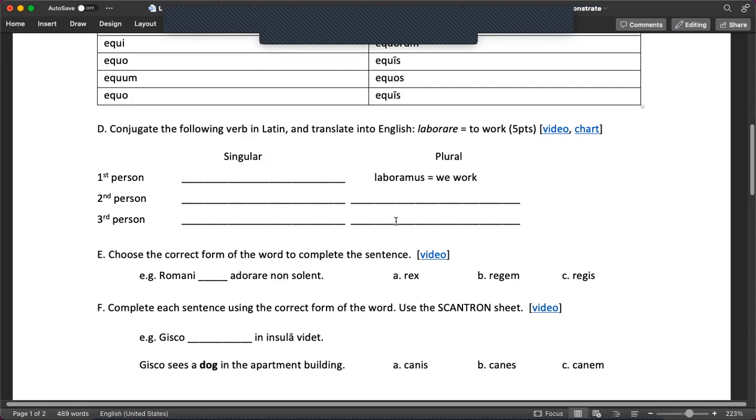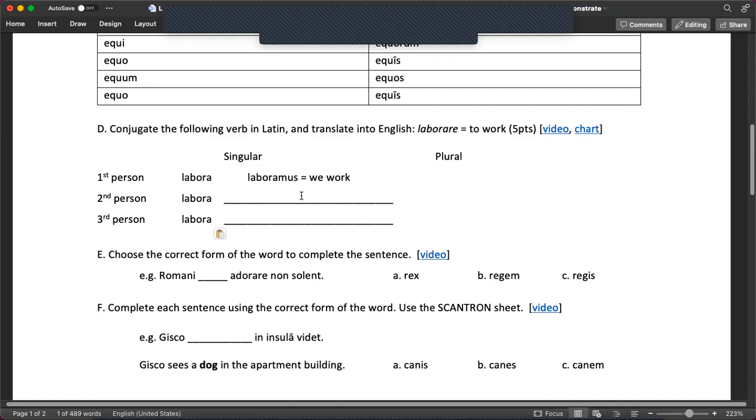Right, conjugate the following verb in Latin. This one's actually pretty simple too, right? You'll have one of these forms provided. What you're going to do is take everything, including the a, and that's going to be our stem. So we're going to have 6 forms.